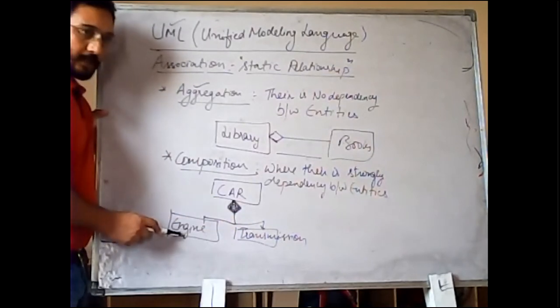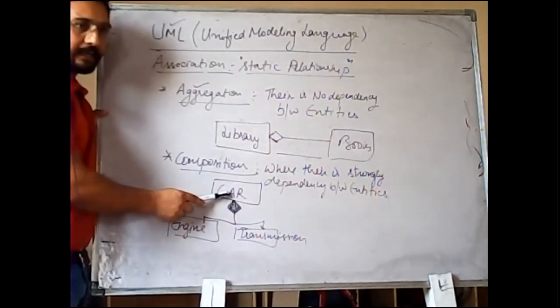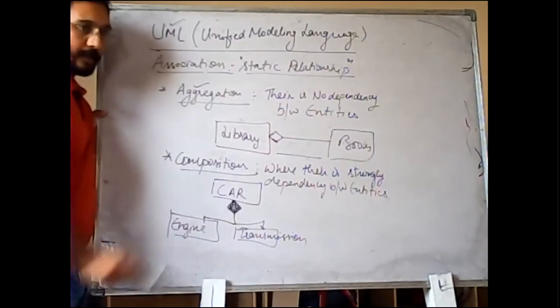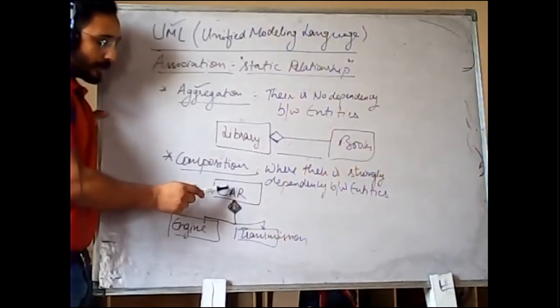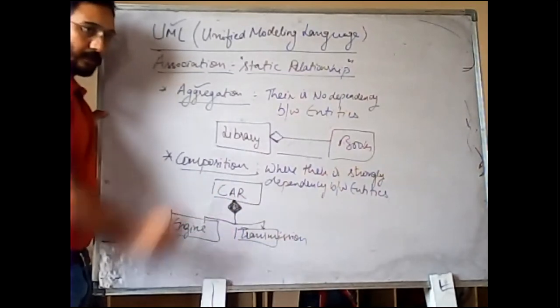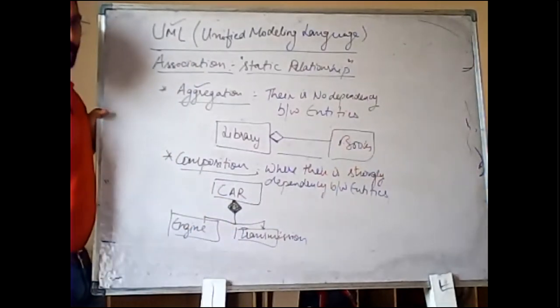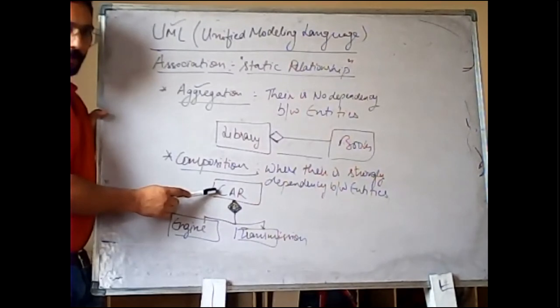Without an engine, your car is incomplete. Without a transmission, your car is incomplete. That is your composition relationship. This is the symbol used for composition, meaning there is a strong link dependency between the entities. At that time we will use a filled diamond symbol for composition. Without engine, your car is incomplete. Without transmission, your car is incomplete.